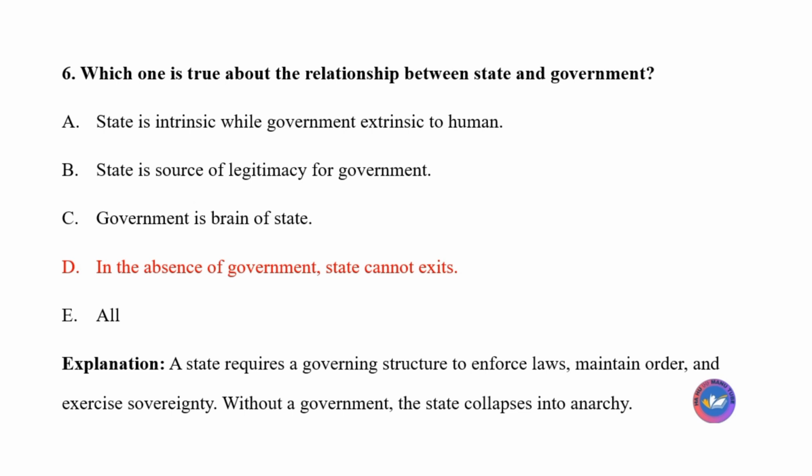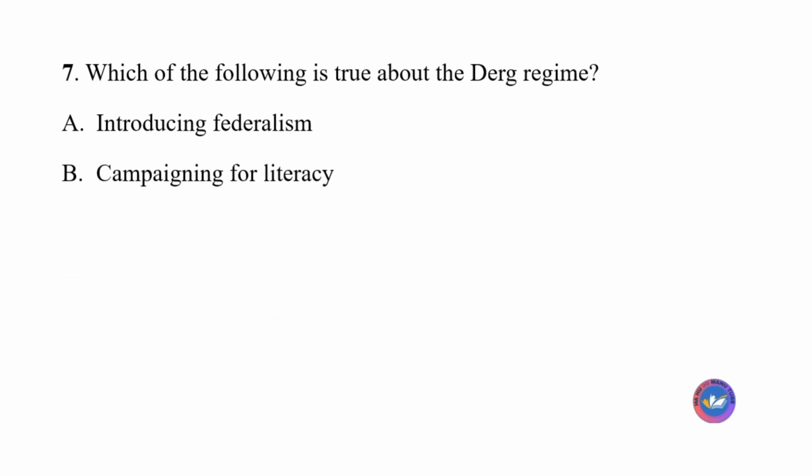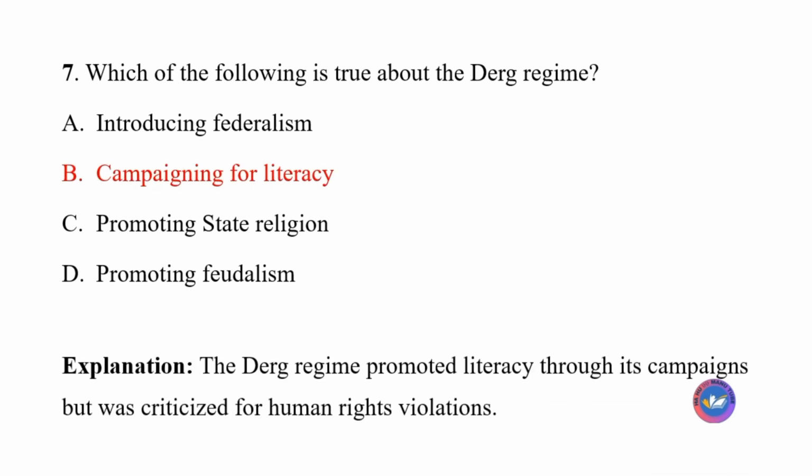Question number 7. Which of the following is true about the Derg regime? A. Introducing federalism. B. Campaigning for literacy. C. Promoting state religion. D. Promoting feudalism. The answer is campaigning for literacy. The Derg regime promoted literacy through its campaigns, but was criticized for human rights violations.